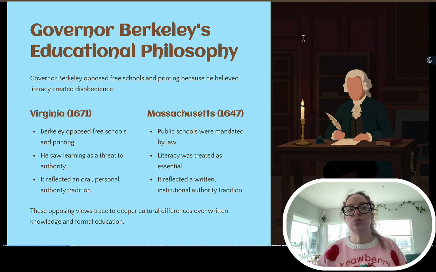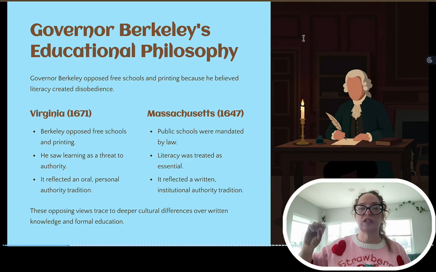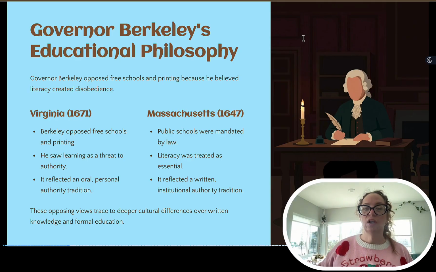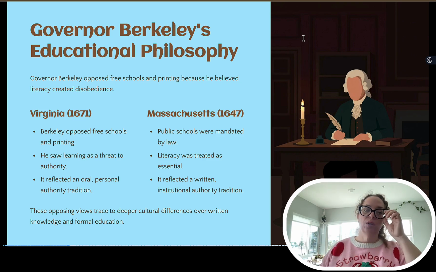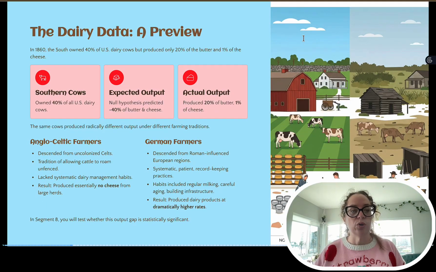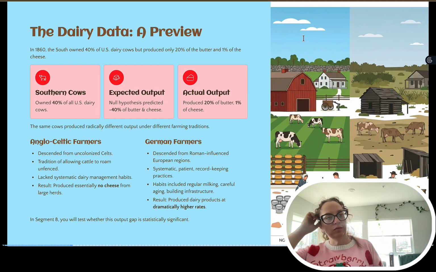So these are not just two random points, right, on a chart. They're two fundamentally different answers to the question of whether written knowledge, whether formal education are worth pursuing. One answer: literacy is essential. Schools must be built, schools must be funded, every child must be taught, and taught well. And that traces directly back through the Puritans, through the medieval Catholic Church, through Roman culture. And the other answer, literacy creates disobedience, thank God we don't have schools, traces directly back to the Celtic pre-Roman tradition where knowledge was oral, authority was personal, there were not institutions.